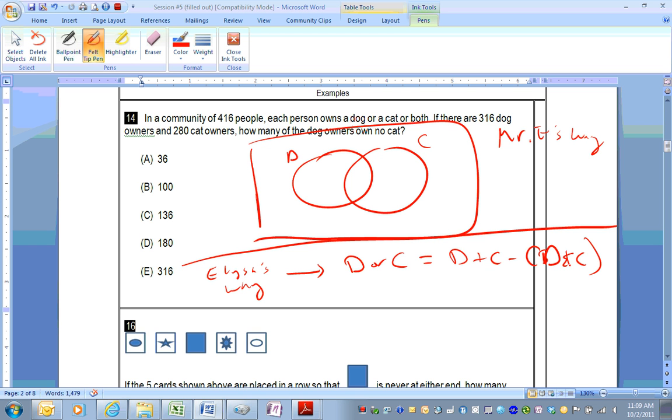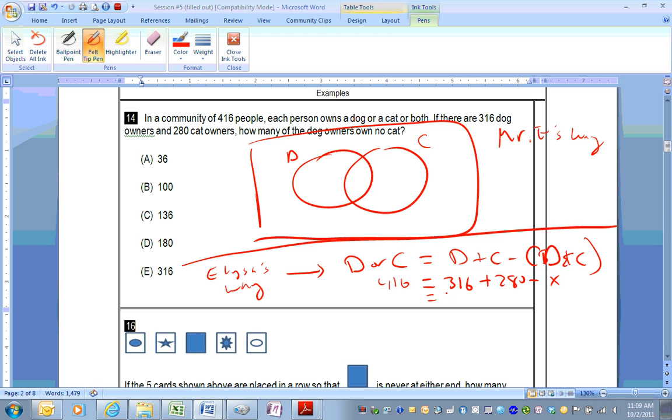So that means that if you count whatever's in D and whatever's in C, but they both share this, right? So D plus C is going to be everything you see here, but you subtract D and C so it's not double counted. So D is 316, whether it's just dogs or cats. C is 280. Of course, everything all together is 416. There we go. We'll call that X.